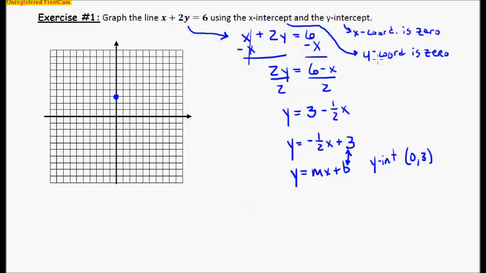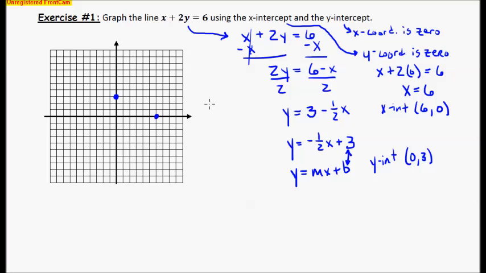Well, if the y-coordinate is 0, that means I can come over here to this equation and plug in a 0 for the y. So that's what I'm going to do. We've plugged in numbers for the variables before. So I plug in a 0, and now I start doing the math. Well, 2 times 0 is 0, so I can drop that right out. That means x equals 6. So that means my x-intercept is at the point (6, 0). So I'm going to go over to (6, 0): 1, 2, 3, 4, 5, 6, and I'm going to graph that point.